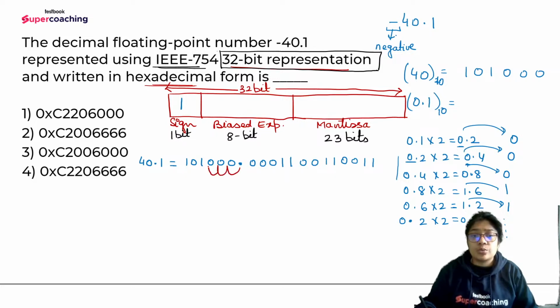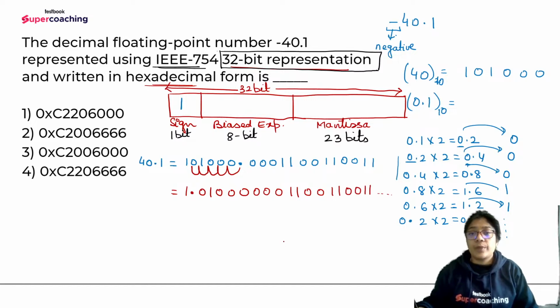We need to move this decimal by how many places? 1, 2, 3, 4 and 5. So this means that I can write this as 1.010000, 3 zeros, then again 3 zeros are coming up, 1100110011 and so on. So here into 2 raised to power आपने कितनी bits move करवाएंगे? 5 bits. So this comes out to be raised to power 5. This means that the actual exponent is 5.